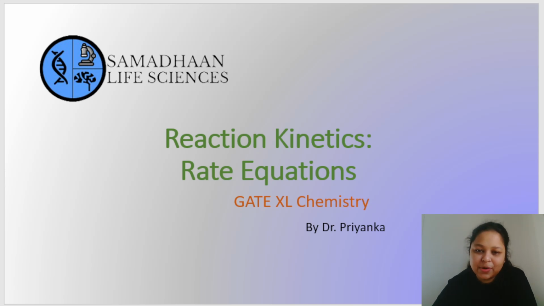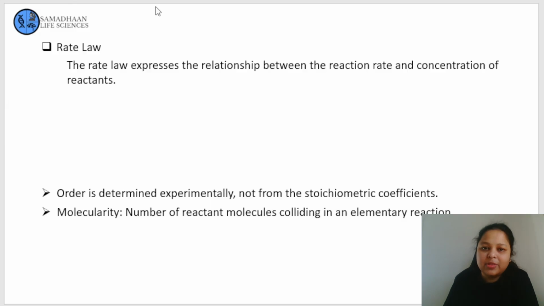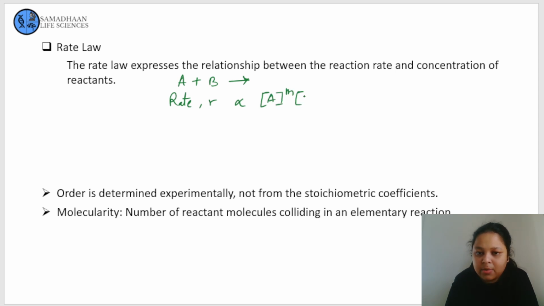Today we will discuss rate equations from the reaction kinetics chapter. So let's start with rate law. That is the relationship between the reaction rate and the concentration of reactant. If we have a general reaction, A plus B forming the products, then we can write the rate is proportional to concentration of A to the power m into concentration of B to the power n.